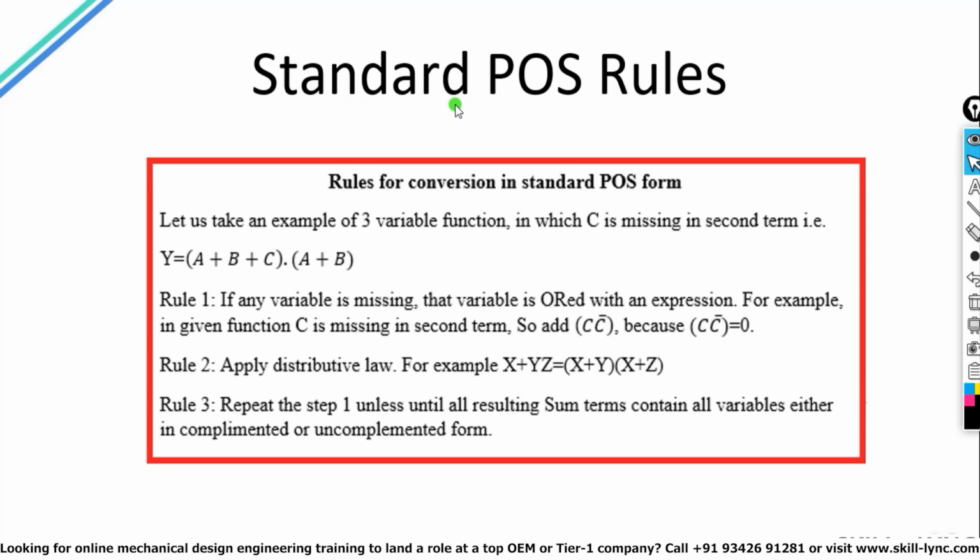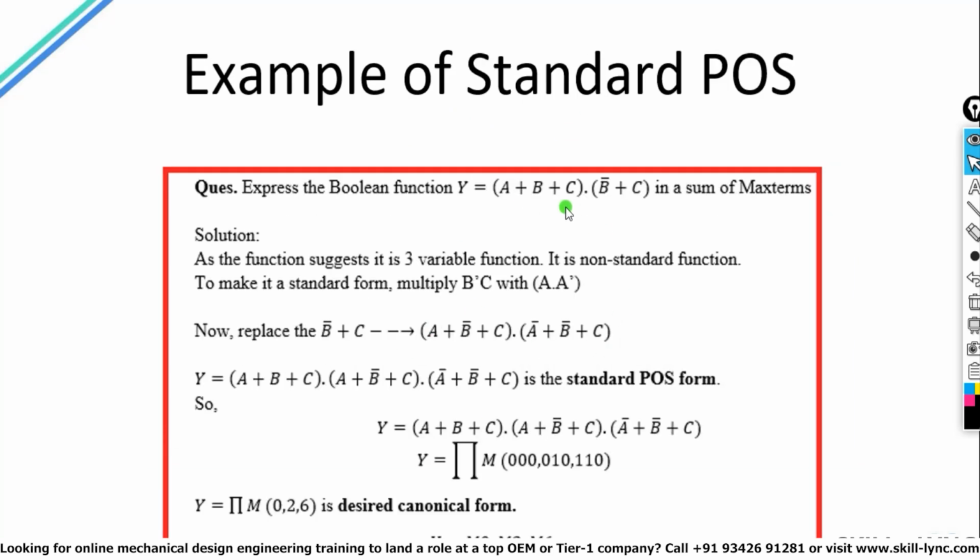Second thing, identify the missing term. Third thing, take the missing term into the complement of the missing term. Now add that to the term where the missing variable was. Now open the terms using the distributive law property and then get the values. Now let's take an example of the POS form. See, the function given is A plus B plus C into B bar plus C.